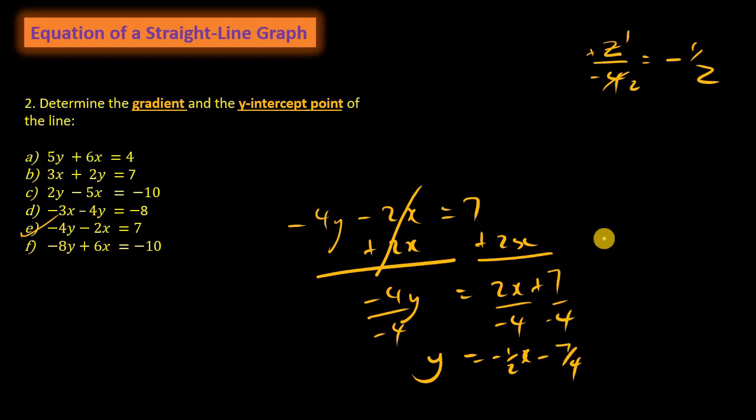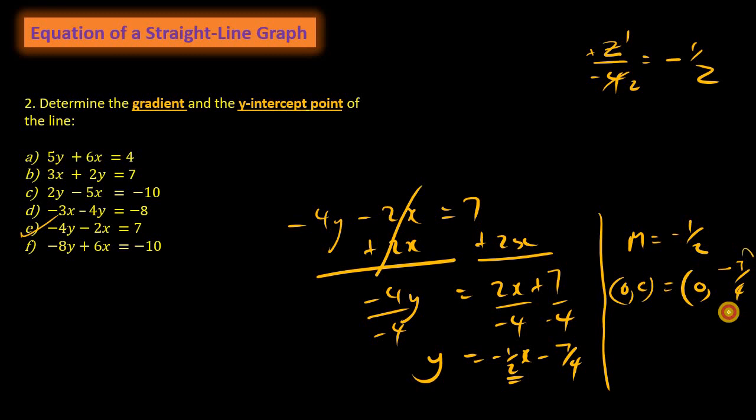So our gradient m is that number before the x term, which is negative 1/2, when y is the subject, as in y is equal to. And then the y-intercept point, 0c, is going to be 0, negative 7/4. Notice that there's a minus, so we treat this as a negative 7/4. Okay, let's look at the last question now.